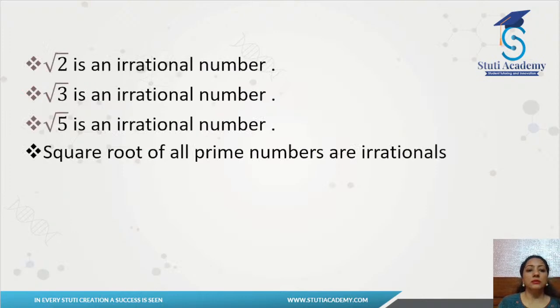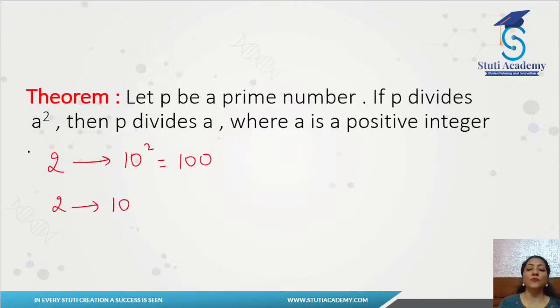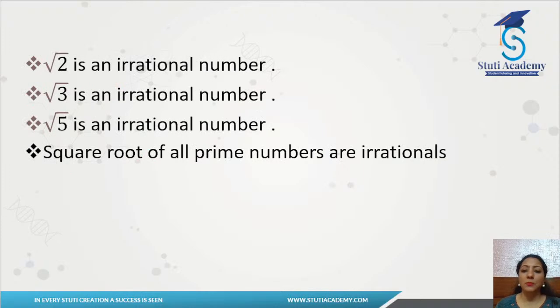Now, this concept we'll be using to prove that the square root of all the prime numbers are irrational. Like we have square root of 2, it's an irrational number. Square root of 3 is an irrational number. Square root of 5 is an irrational number. And square root of all the prime numbers, they are irrationals.